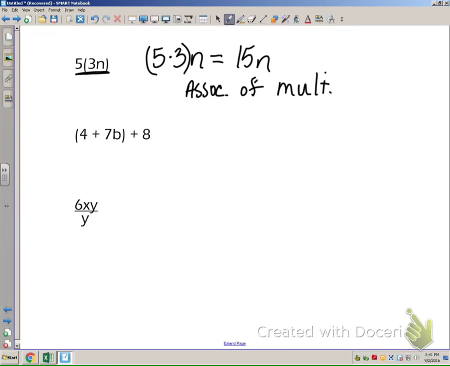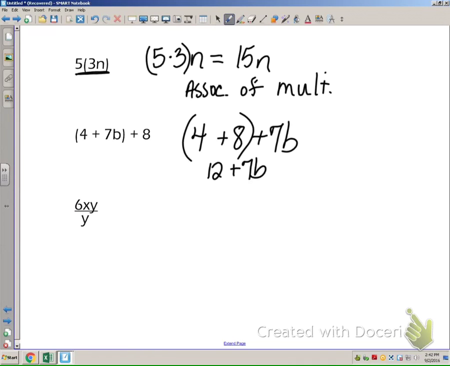And on this next problem, I would do both the associative and the commutative. I'm going to move the 8 to be beside the 4, and then I could group the 4 and the 8 together so that I have like terms together. So I have 12 plus 7b. So when I changed the order, that was the commutative property. When I regrouped, that was the associative property.